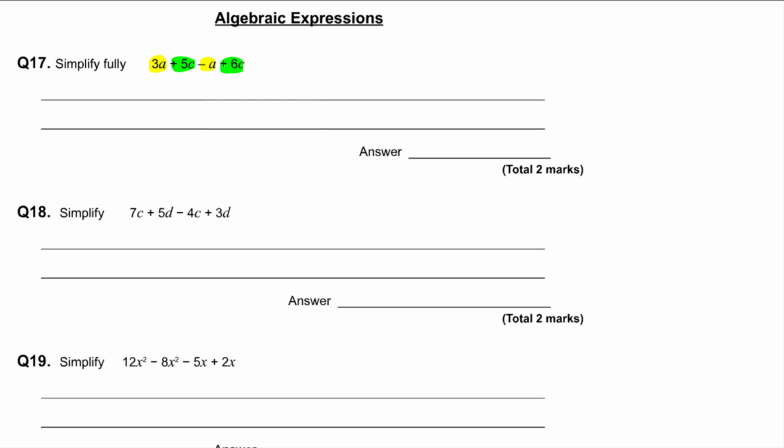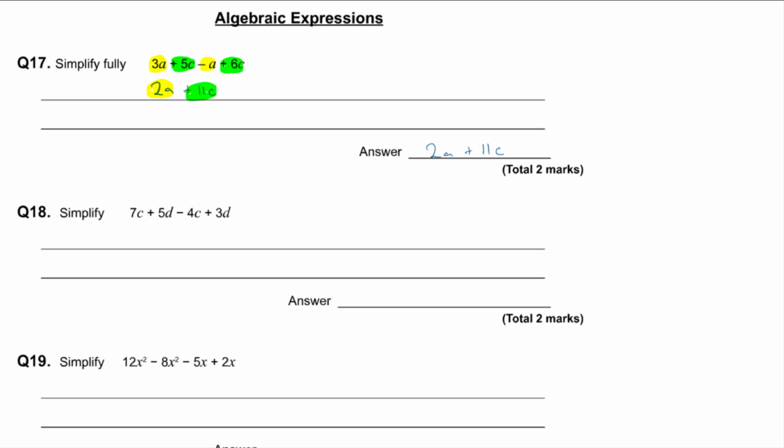So that is 3a minus a. So if I've got 3a and I take away a, that's 2a. Okay, so I get 2a from the yellow bits. And I've got 5c plus 6c, that is 11c, okay, from the green bits. And that's my final answer then. It's going to be 2a plus 11c.